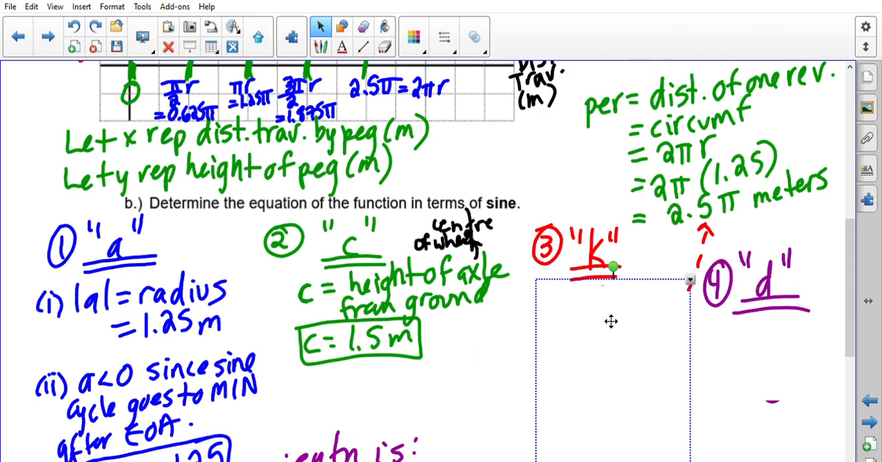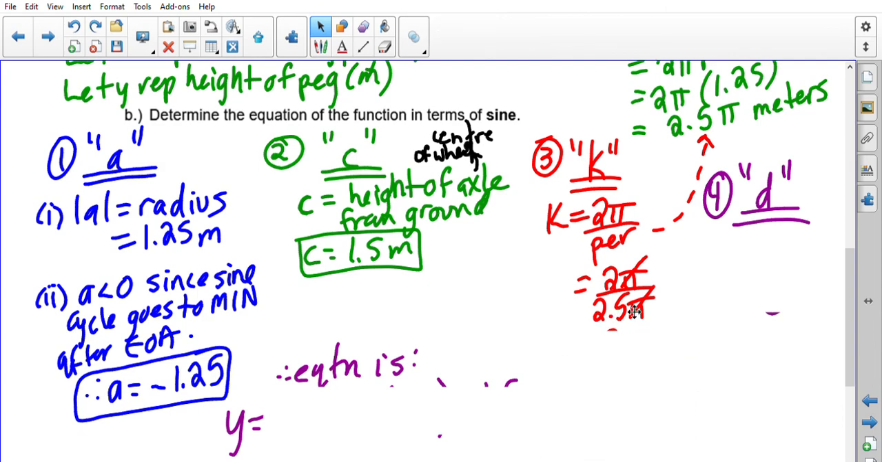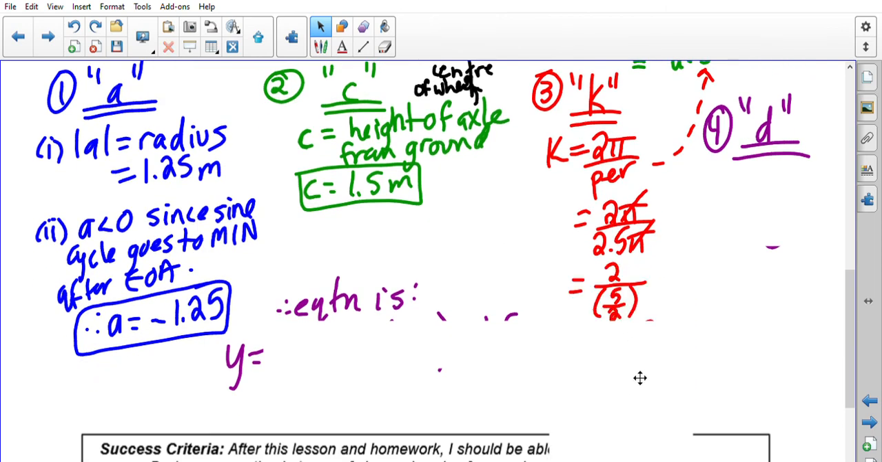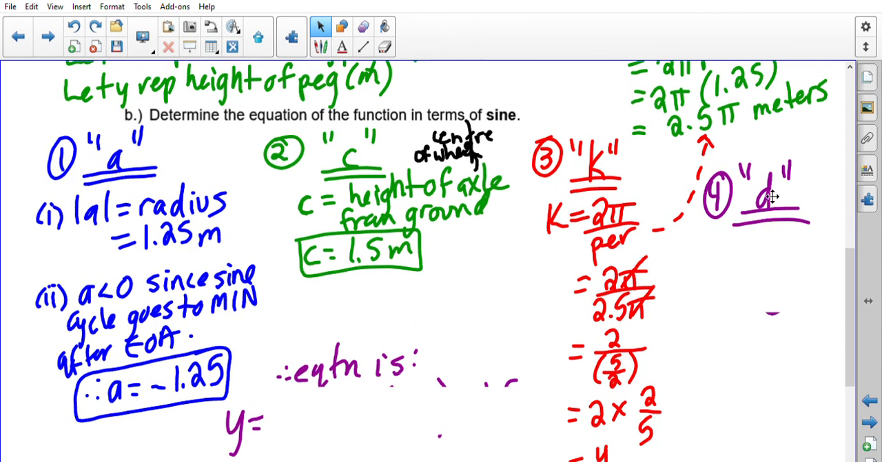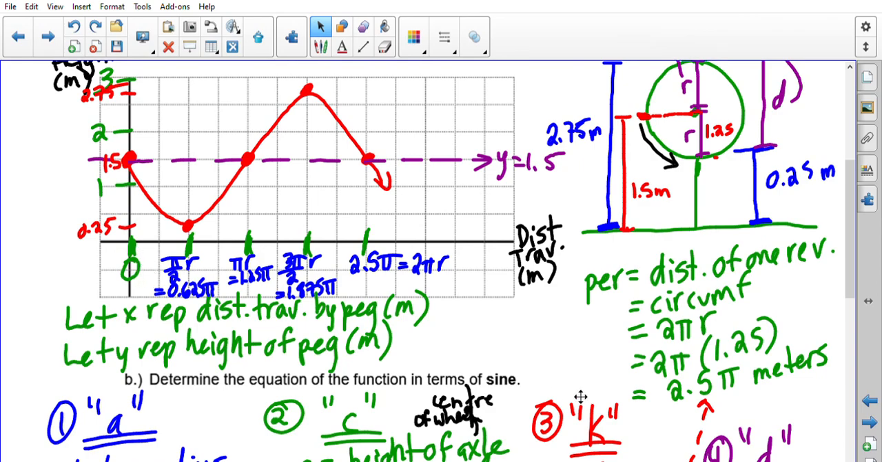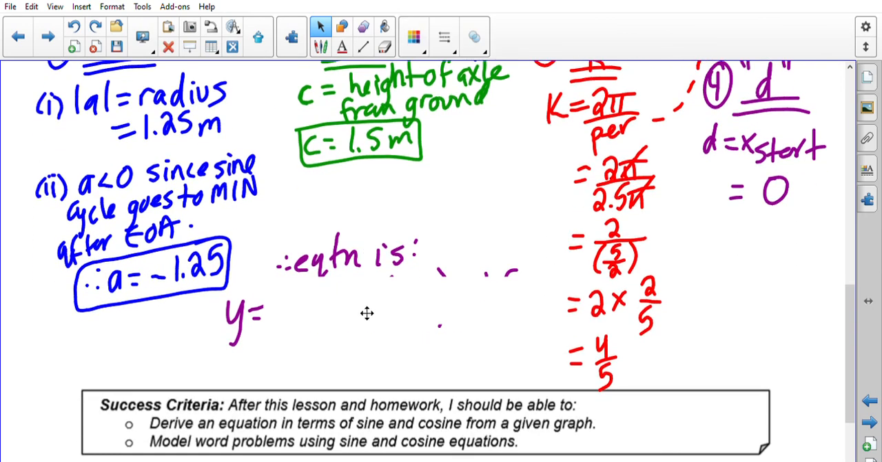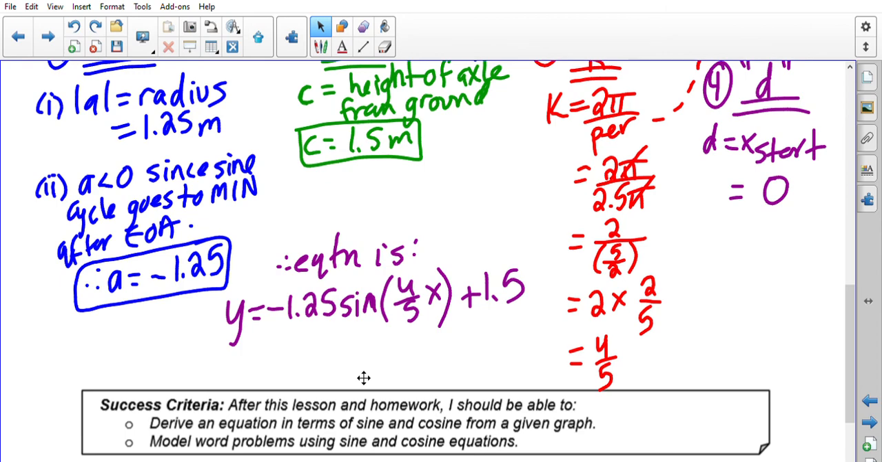Our K value is going to be 2 pi divided by the period. We know our period is 2.5 pi, so the pi's will cancel out. Then 2 divided by 2.5 is the same thing as 2 divided by 5 over 2. Change to multiplication and flip the bottom. 2 times 2 over 5 leaves us with a K value of 4 over 5. And our D value is the x of the start of our cycle. We started at a distance traveled of 0, so D equals 0. So our final equation will be y equals negative 1.25 sine 4 over 5 x plus 1.5.